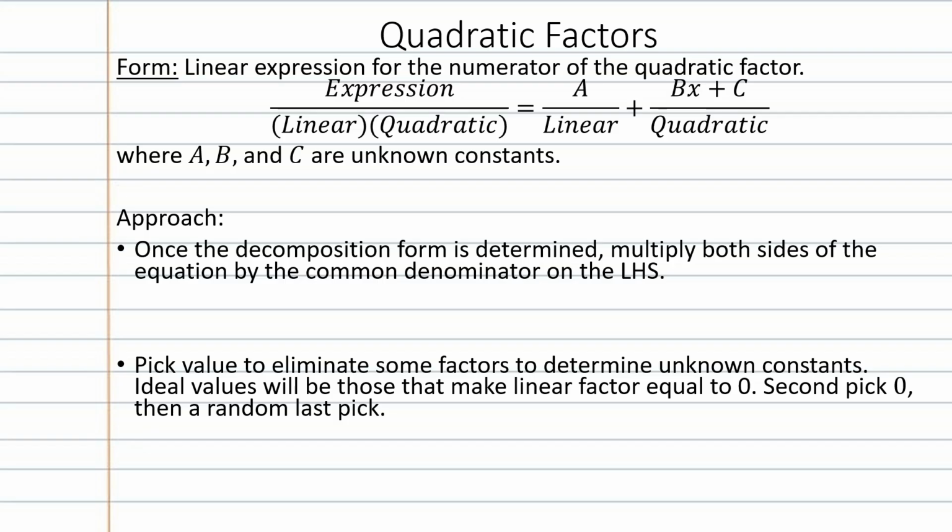Now, let's step forward into quadratic factors. The form here is the expression over a linear times a quadratic, so that we have A over linear plus Bx plus C over quadratic, where A, B, and C are unknown constants. Our approach will be that once the decomposition form is determined, we'll multiply both sides of the equation by the common denominator on the left-hand side. We'll pick values to eliminate some factors to determine unknown constants. Ideal values will be those that make the linear factor equal to 0. Second, pick 0, then a random last pick.